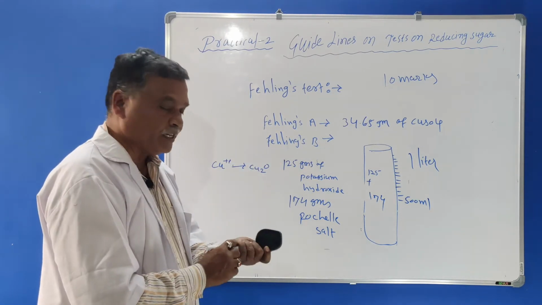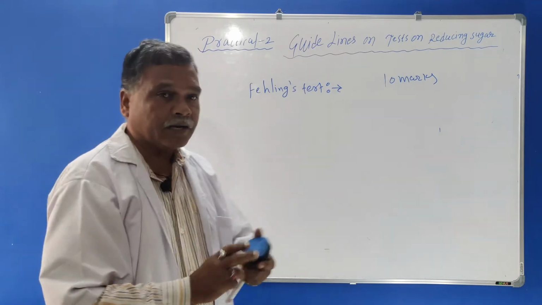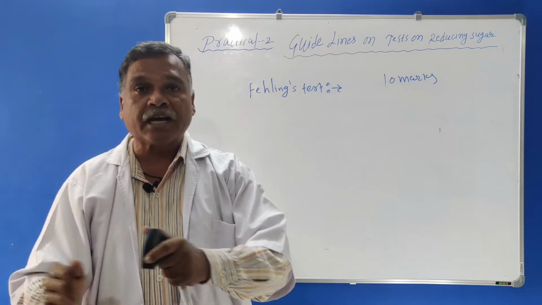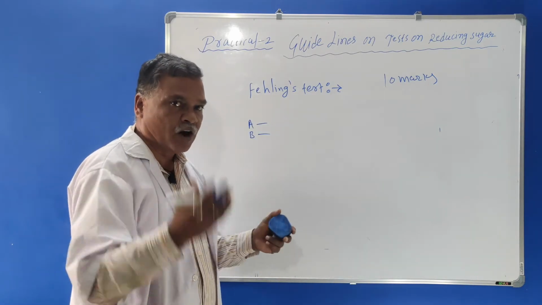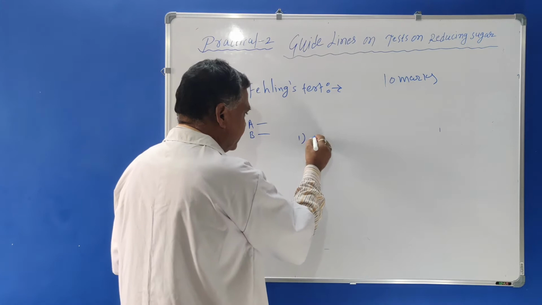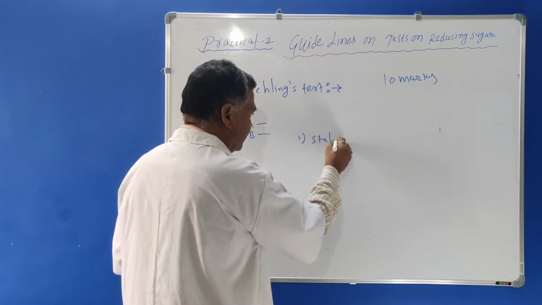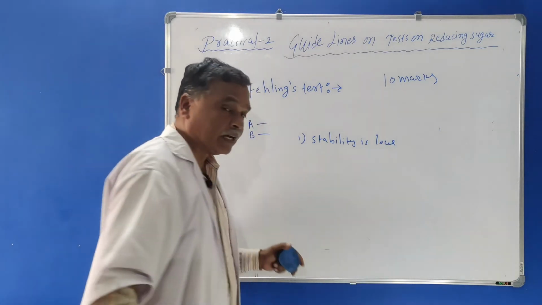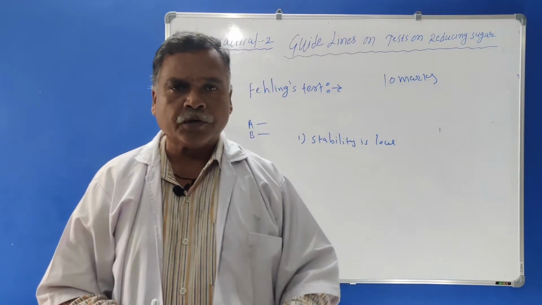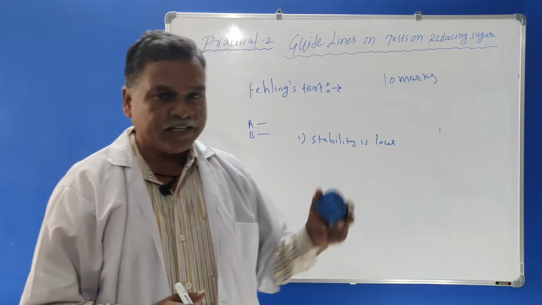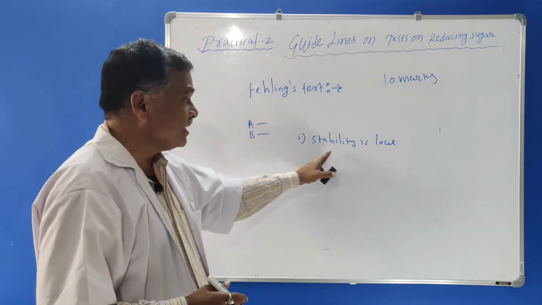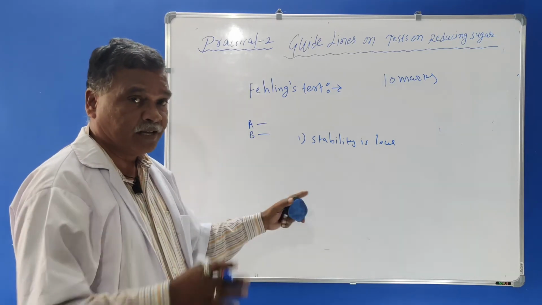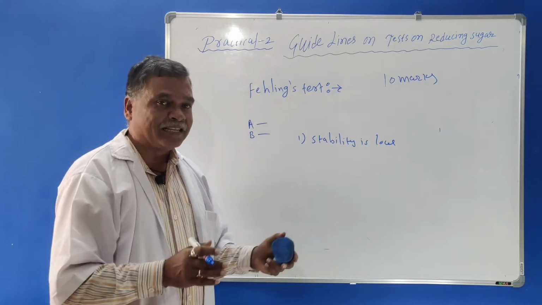Now we'll see the procedure of this Fehling's test. Here a precaution should be taken. Fehling's A and Fehling's B solutions are not stable for a long time. Stability is low. Therefore they are prepared freshly before starting the practical. The stability of Fehling's A and Fehling's B is very low, therefore they are prepared separately.